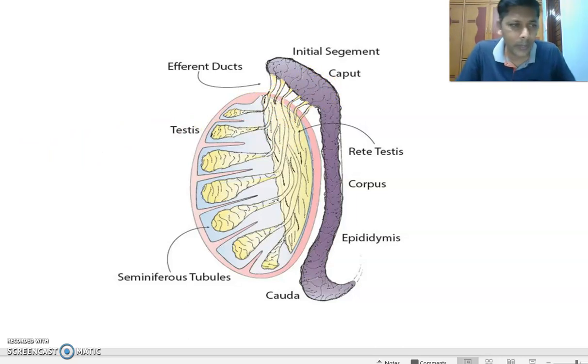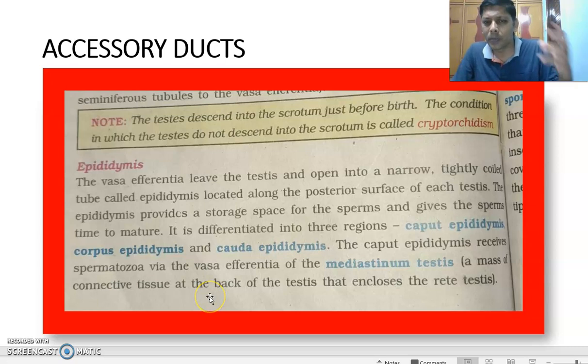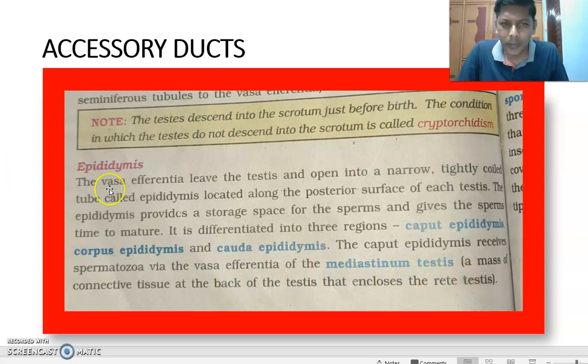Very important point. The caput epididymis receives the spermatozoa via the vasa efferentia of the mediastinum testis. What is the mediastinum testis? A mass of connective tissue at the back of the testis that encloses the rete testis is called the mediastinum testis. Okay, that's about the epididymis.